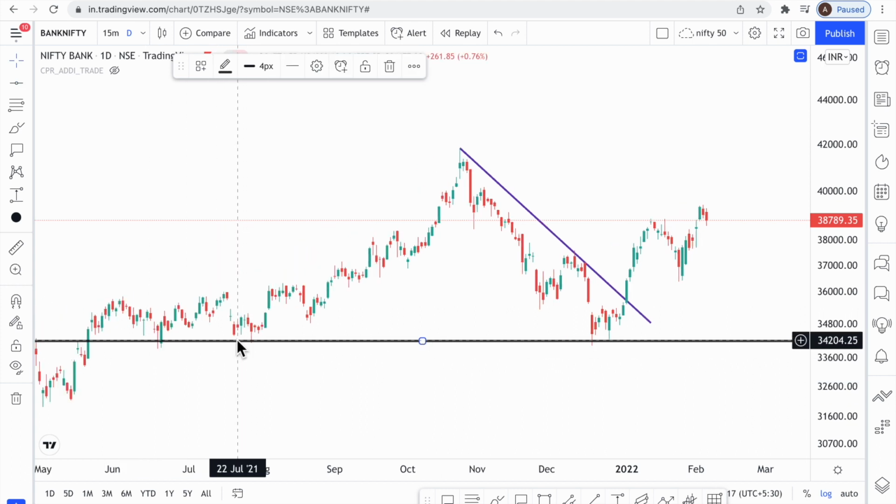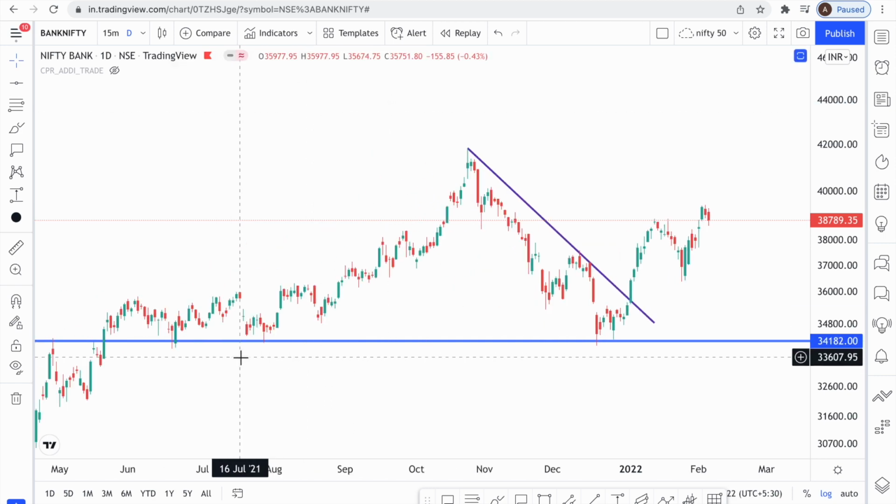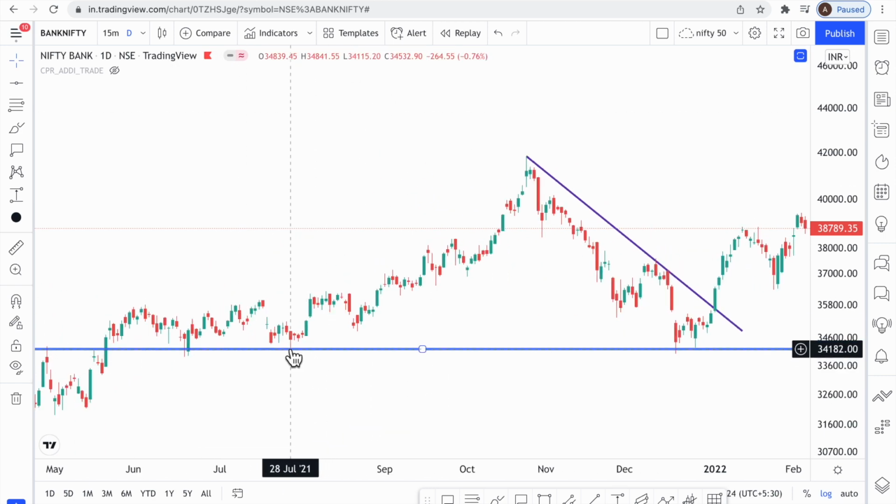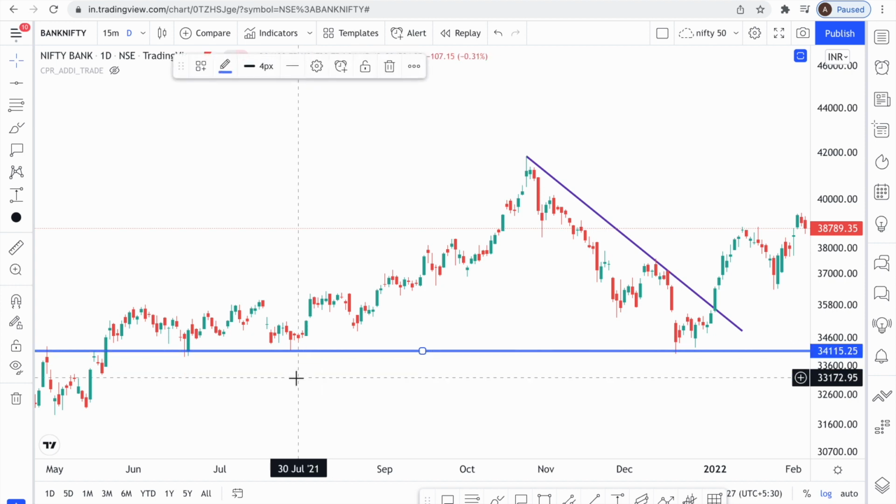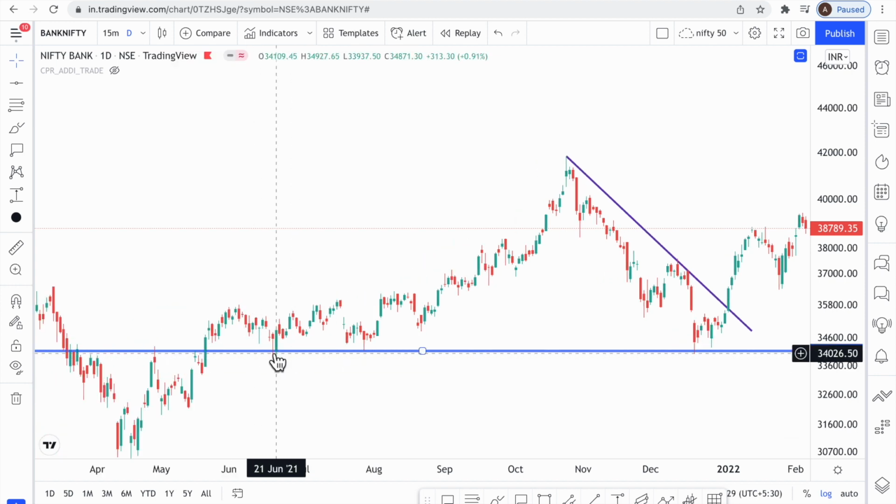Somebody, last black is previous day low. Okay, I'm going to make it blue. I had some support here previously, so I marked this as my support. Why? So many times we have taken support, one, two. Here we have taken resistance. So this is a strong point.